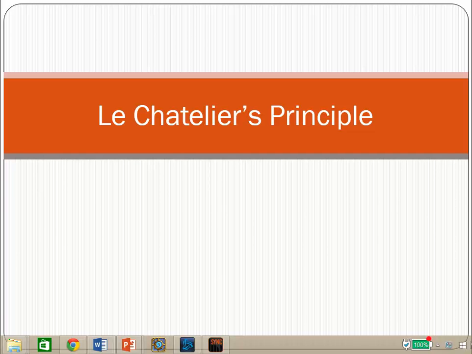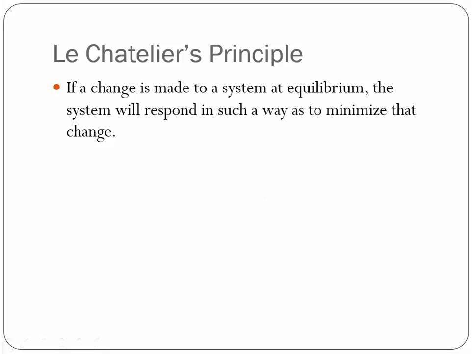Le Chatelier's principle is about if we have a system at equilibrium and we do something to it, what will happen? So it says if a change is made to a system at equilibrium, the system will respond in such a way as to minimize that change. And we've got all kinds of examples today of exactly what that means.